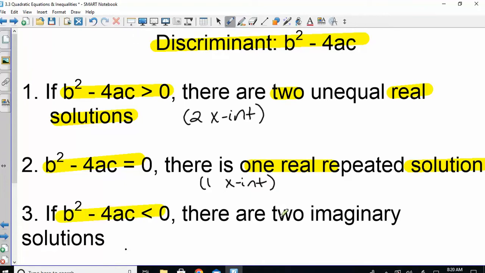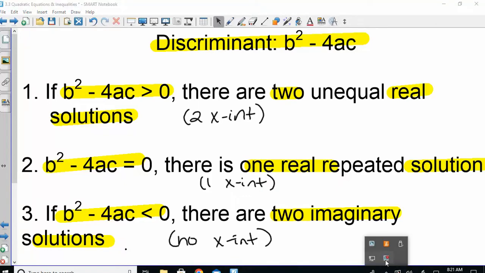If it is less than 0, you get 2 imaginary solutions. In terms of a graph, that means there are no x-intercepts. So sometimes I'm going to ask you to find the discriminant and what it means. So the number is just the b squared minus 4ac. And then we can interpret that based on whether it's positive, negative, or 0.